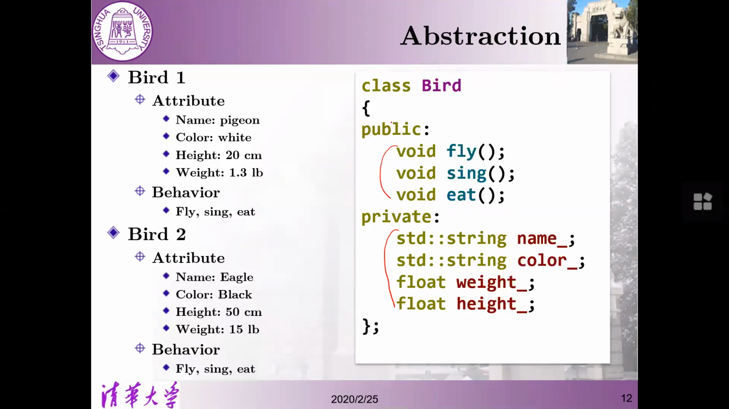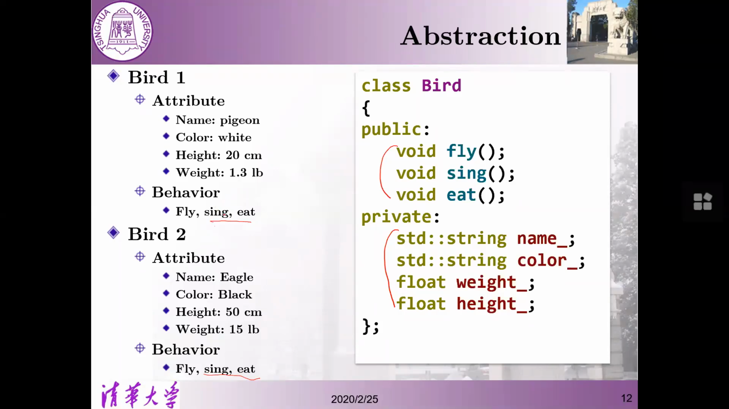For this class Bird, we may have different objects, which are different instances of the class. For example, we may have a pigeon, or we may have an eagle. They are different, and they have different attributes and maybe the same behavior. They can fly, they can sing, they can eat. We will learn later what to do if they have different behavior.